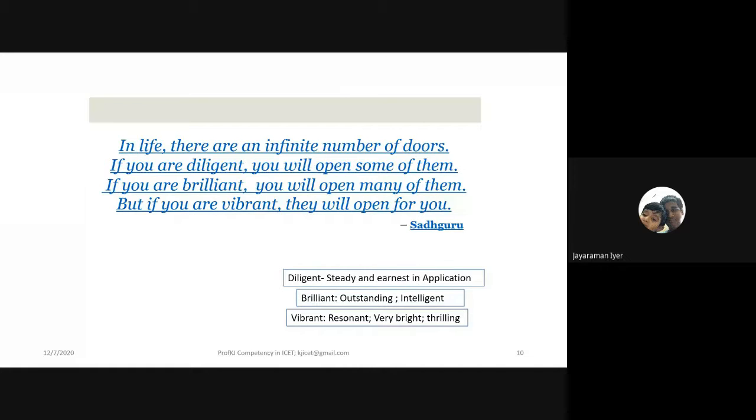I have done a lot of academic institutions. KL University, I was one of the visiting professors. Reva Institute, as I told you, VIT, Vellore Institute of Technology, I was one of the visiting professors. And SRM, I was visiting. Amrita Institute, I was a visiting professor. That means if you are vibrant, the doors will open for you.